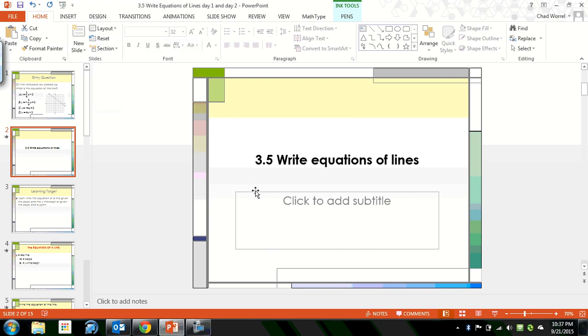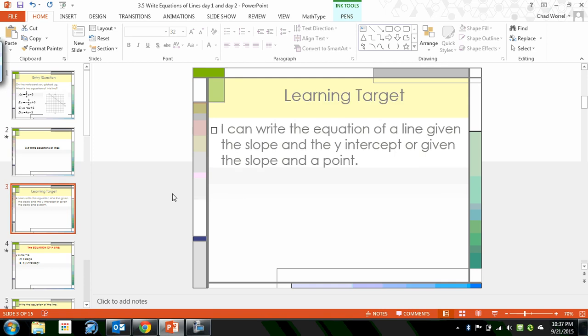In 3.5, we're going to talk about how to write equations of lines. So we're going to focus on the learning target here. I can write the equation of a line if I have the slope and the y-intercept, or if I have the slope and a point that is on that line.